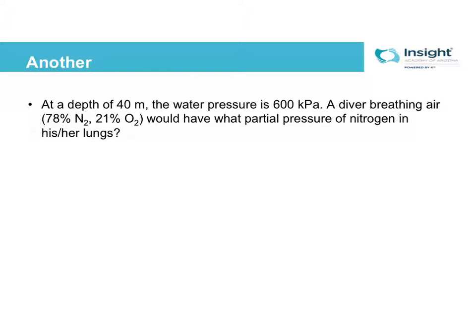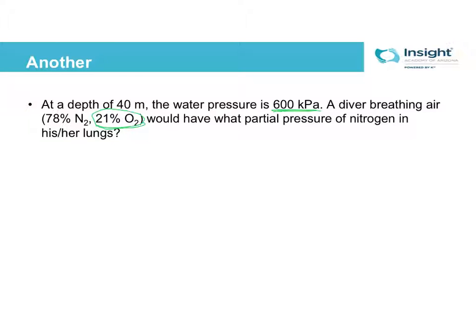One thing, just in case you don't know it: for our bodies to work, the pressure in our lungs has to be equal to the pressure around us. Otherwise, our lungs would collapse if we didn't equalize our pressures. So the pressure of the air in our lungs, the nitrogen and the oxygen, has to be equal to this 600 kPa.